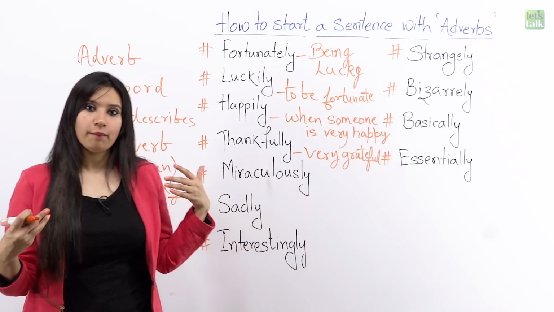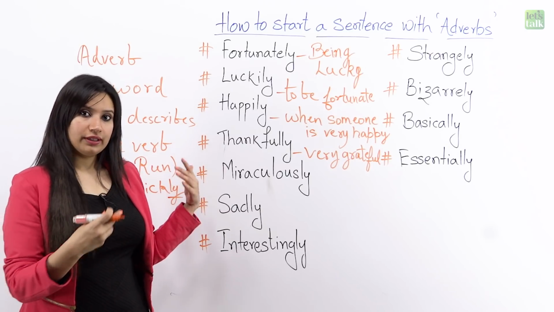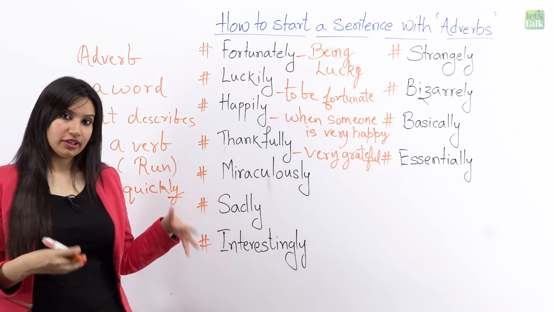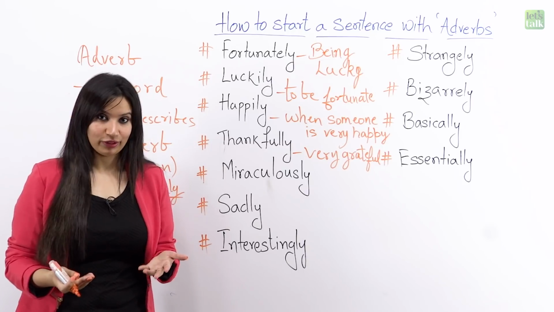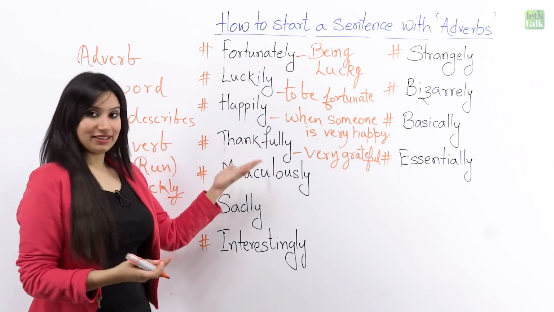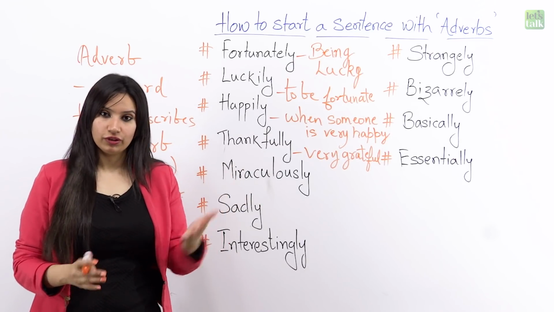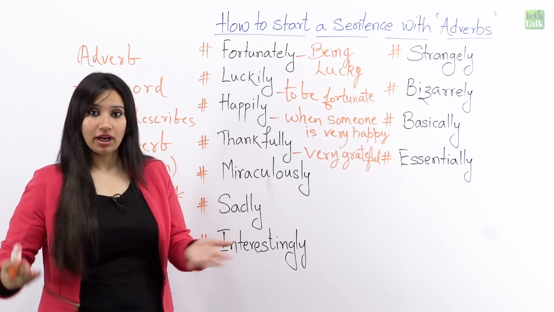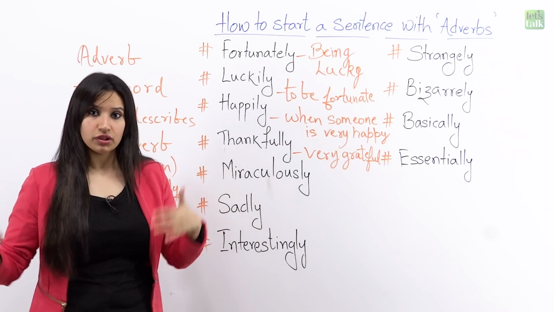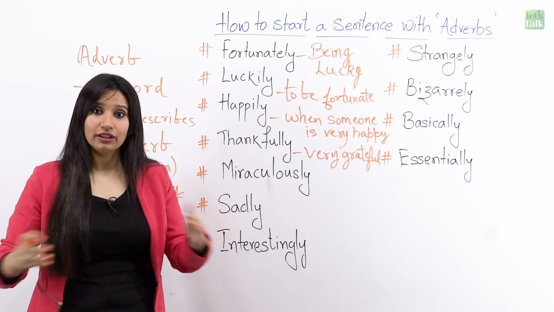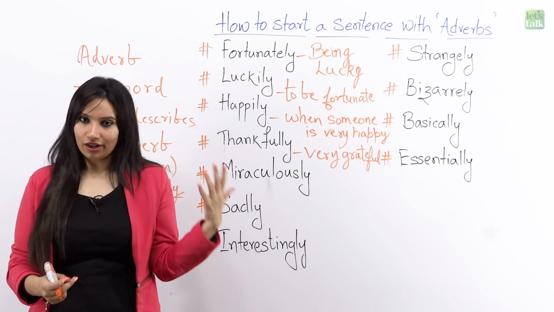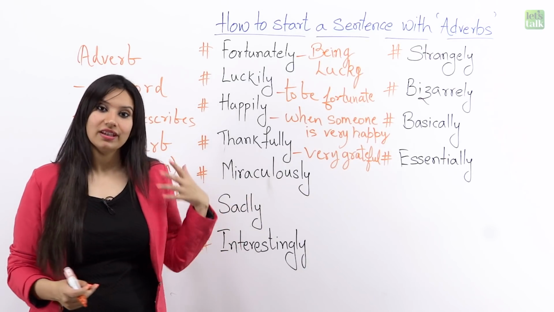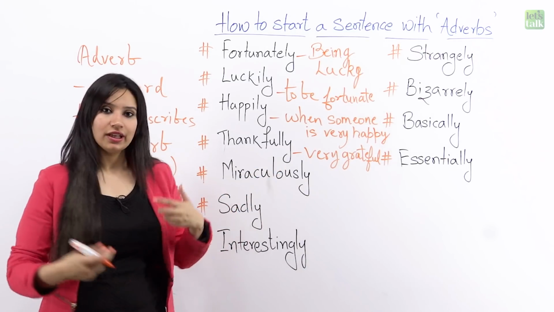So let's say that somebody had an accident. I'm sorry, I have to use a negative example because I do not have a positive example. So somebody had an accident and he got saved. So you could say that thankfully, Mike got saved even after his car was entirely crashed. So that's how you can use the word thankfully to start a sentence and to express gratitude or to express gratefulness.